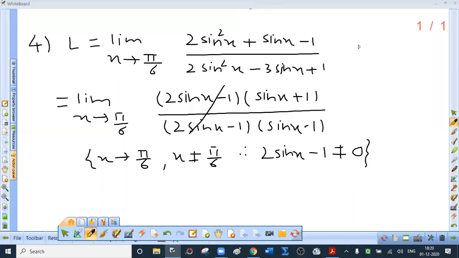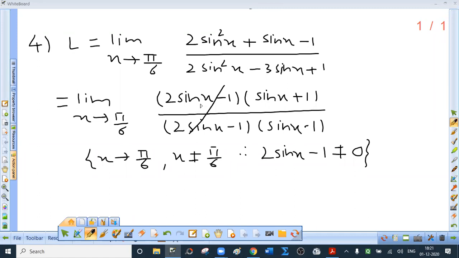Fourth one, L is the limit as x tends to pi by 6 of (2 sine square x plus sine x minus 1) upon (2 sine square x minus 3 sine x plus 1). Now you have to find the factors. You may say we will split the middle term, no problem. But use common sense. Sine 30 is half. So sine x minus half, or for that matter 2 sine x minus 1, is giving 0 by 0 form.